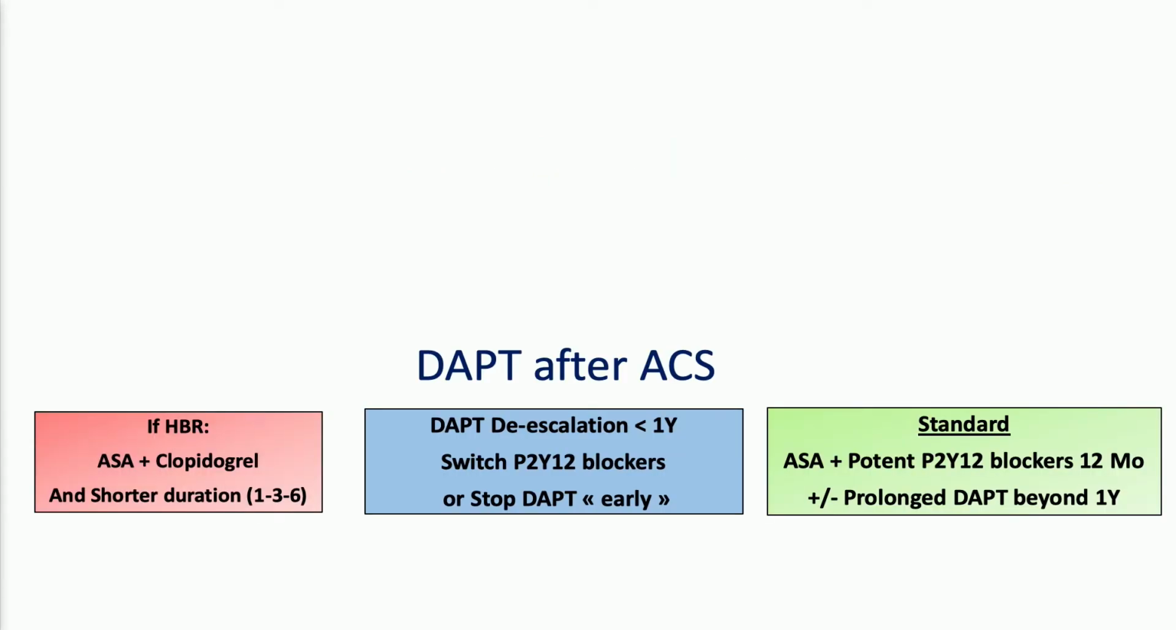And also for ACS, the rule is to give aspirin and potent P2Y12 inhibitor for 12 months, but in patients with high bleeding risk, we will give aspirin and clopidogrel for 1 or 3 months usually, and we can also choose DAPT de-escalation during the first year after ACS. And now we have, I think it was the last slide.